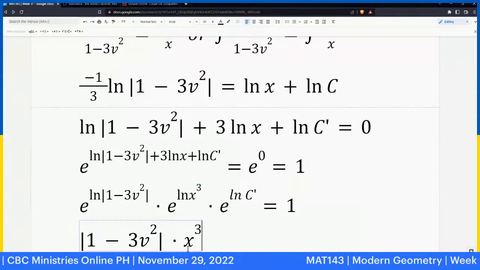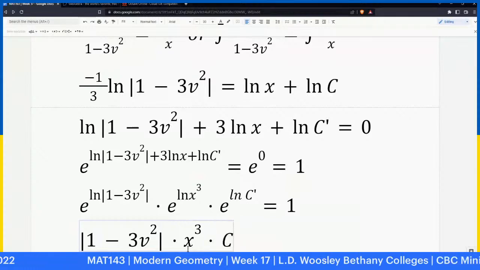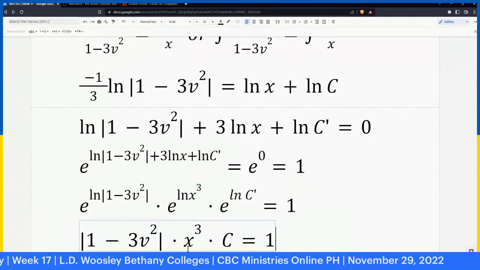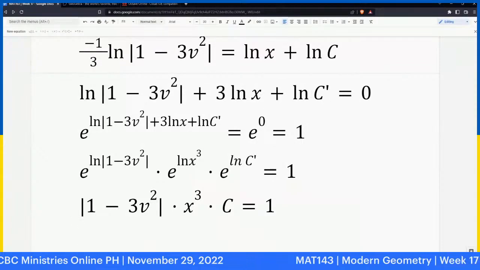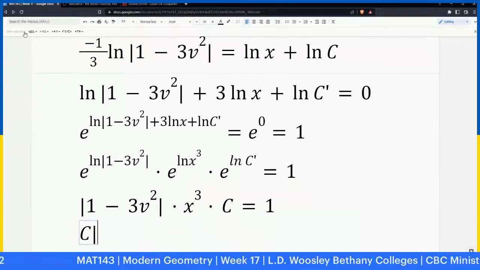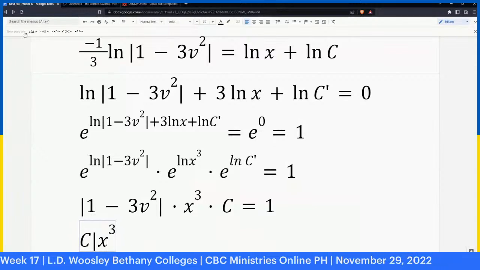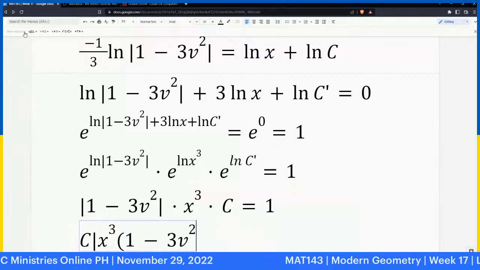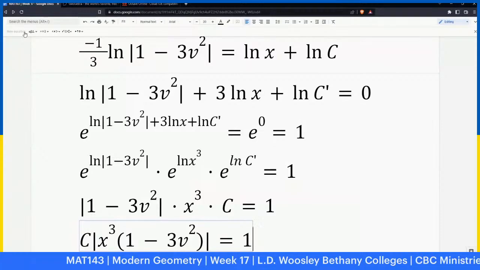Dito naman, okay, c. Magiging c na lang to. C equal to 1. Malapit na tayo. Ngayon, ipapasok natin lahat ng variable dun sa... So this would become c of x cube. Papasok natin siya doon. Multiplied by 1 minus 3 b squared, equal to 1.